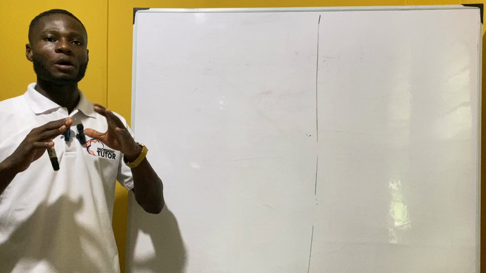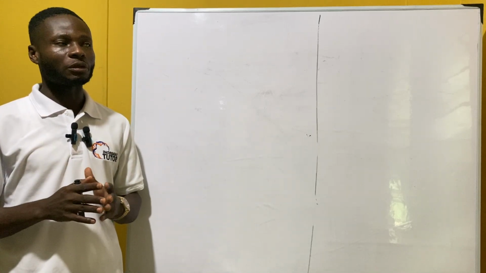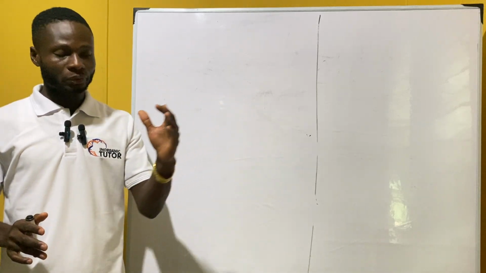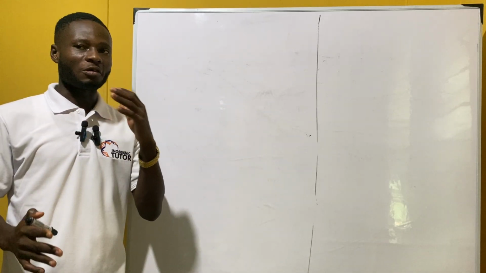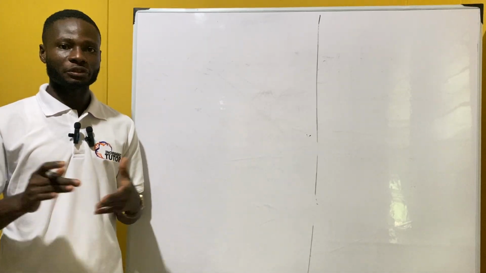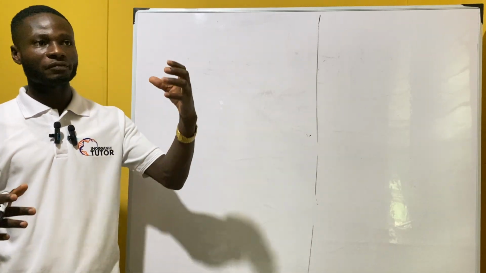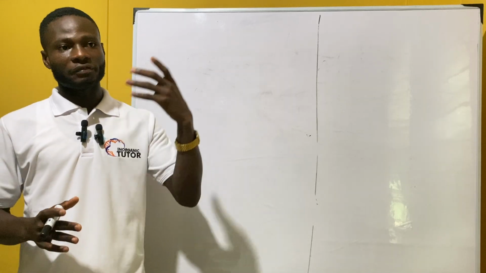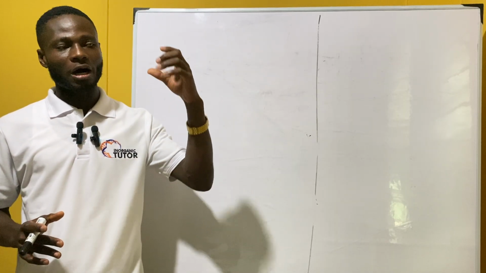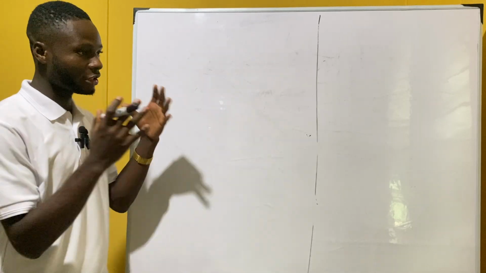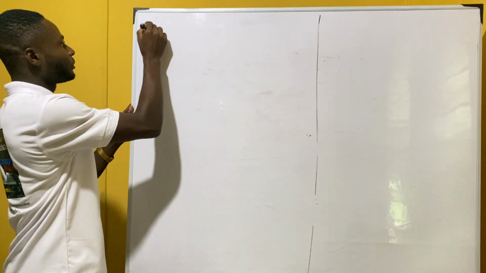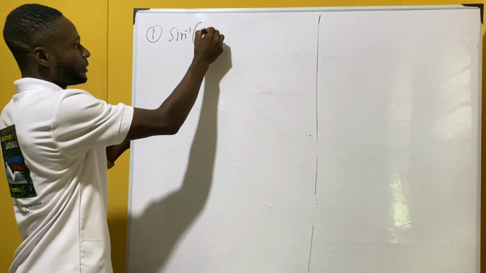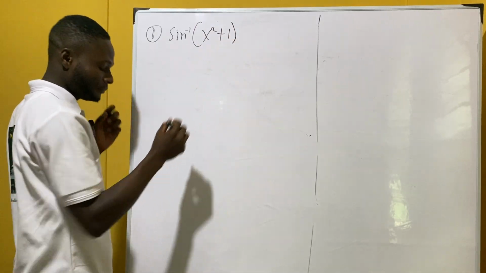Today we are going to look at how we can solve some particular problems of the inverse trig functions. I will take you through a series of 5 questions as to how we can solve the inverse trig functions when you are given a problem. We have already known how to find or how to prove the inverse trig function. So now let's go. Our first problem is going to be sine inverse of x squared plus 1, right?